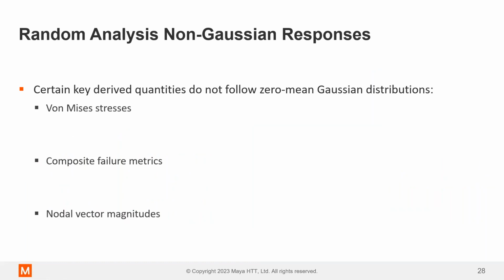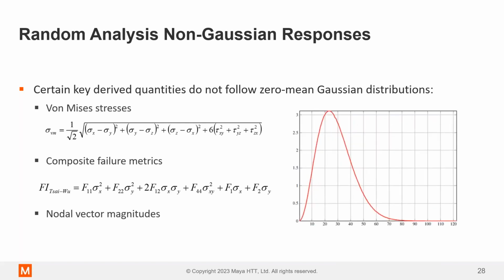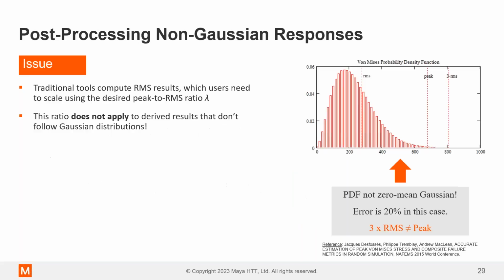Now, the problem with random is that some of the results you want are not Gaussian responses. They don't follow a zero mean Gaussian distribution. Things like von Mises stress, it's always positive, and things like composite failure metrics. So they're not going to have a mean of 0, and they're not necessarily going to be a Gaussian distribution. So how do you figure out what those peak stresses are? Well, traditional tools just calculate the RMS, and often you just multiply by 3 still. But that doesn't always apply to these.